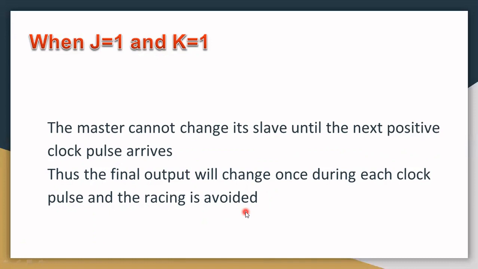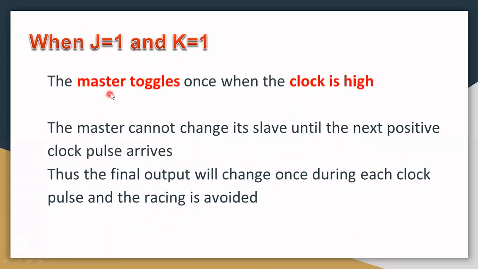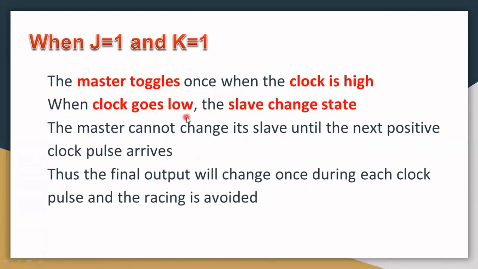the master is activated only in the high state of the clock and the slave is activated only in the low state of the clock pulse. Therefore, we can avoid the racing condition. Therefore, the master toggles once when the clock is high, and when the clock goes low, the slave changes state. This is the advantage of master slave JK flip-flop.